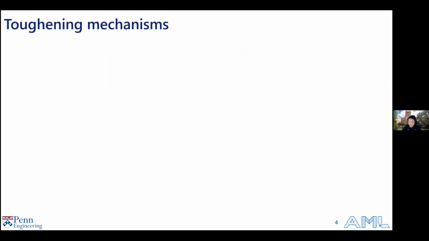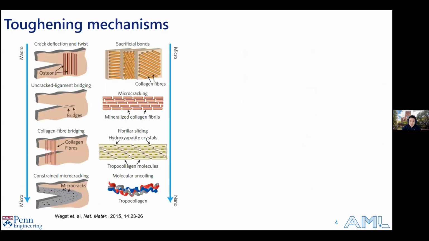If we can summarize some of the toughening mechanisms that we see in natural materials, it's very nicely summarized in this plot, going across different scales. Particularly, there are key toughening mechanisms such as crack deflection or crack twisting. There's also crack bridging with multiple micro-crackings that happens in these natural materials.